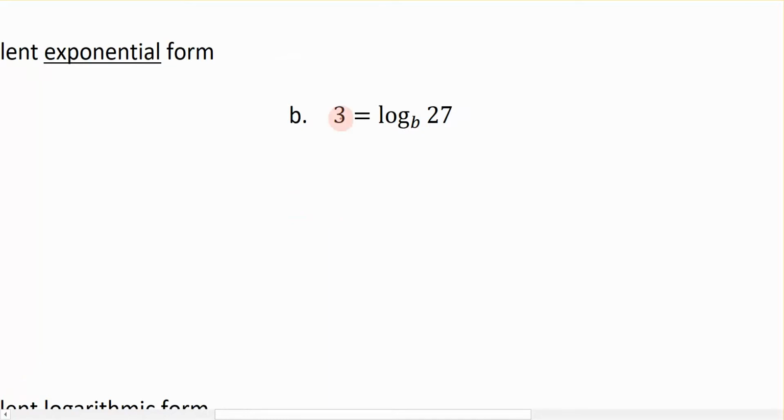Here I have 3 equals log base b of 27. If I start with the base of b, raise it to the exponent 3, all of that's equal to the argument of 27. Okay, hopefully you're getting the hang of this.